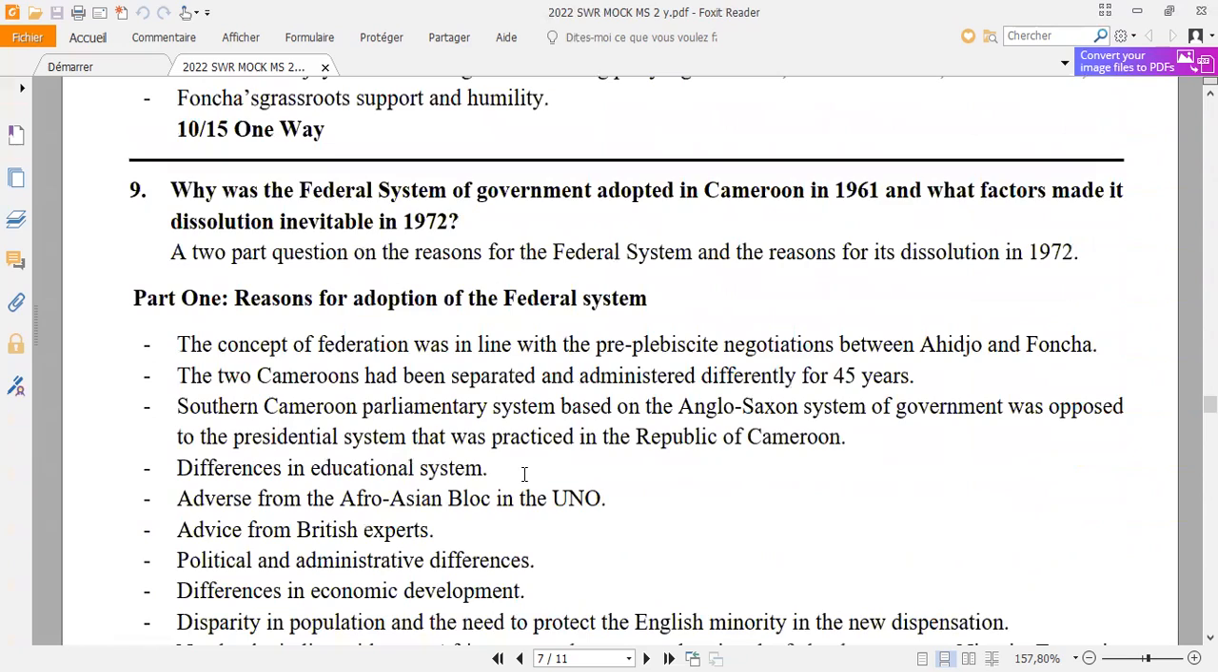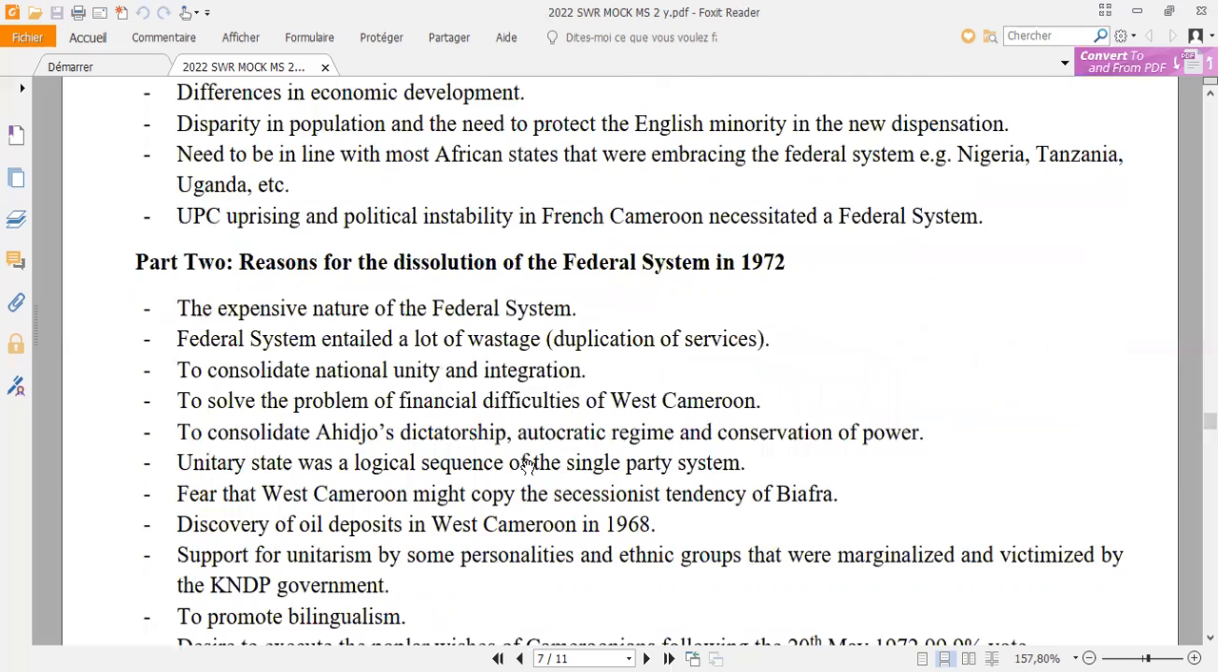So I repeat the question. Why was the federal system of government adopted in Cameroon in 1961, and what factor made its dissolution inevitable in 1972? For the first part of this question, you have to give reasons for the adoption of the federal system. And for the second part, you have to give reasons for the introduction of the unitary system, or reasons why the federal system was abolished.